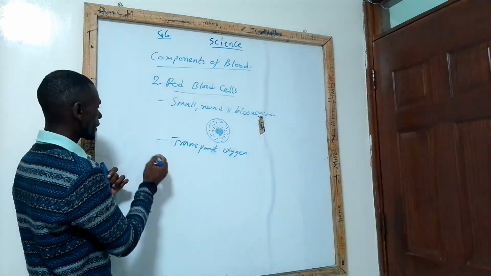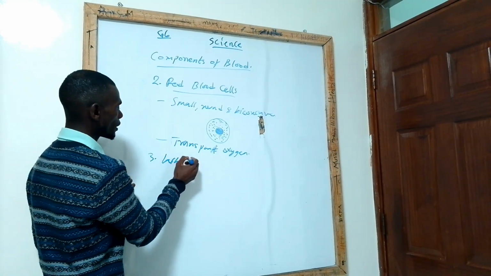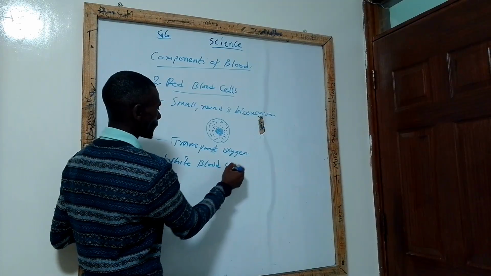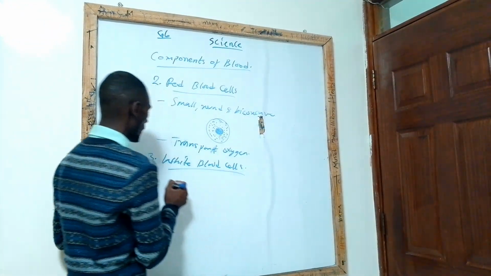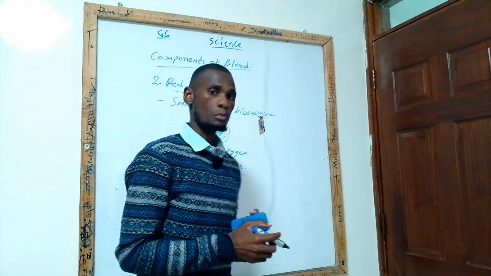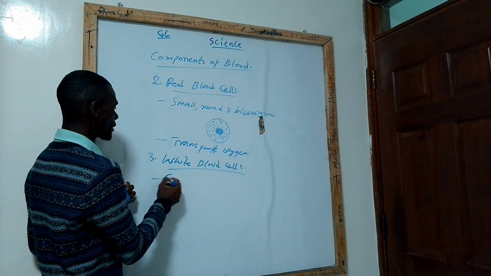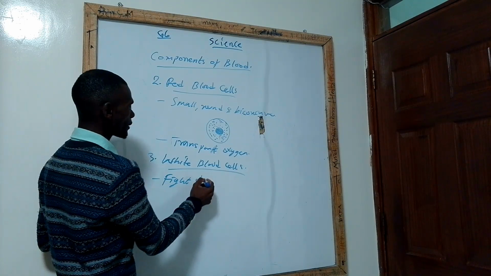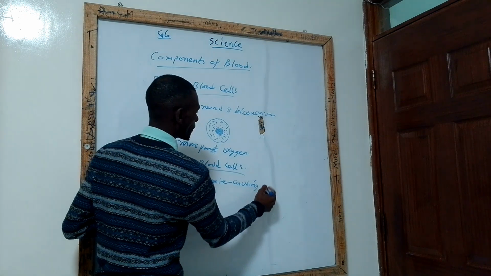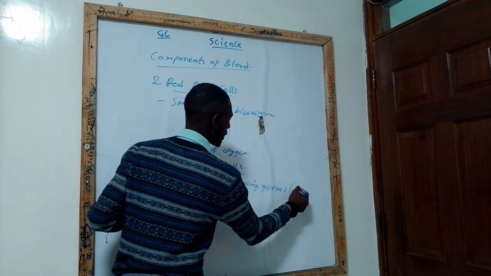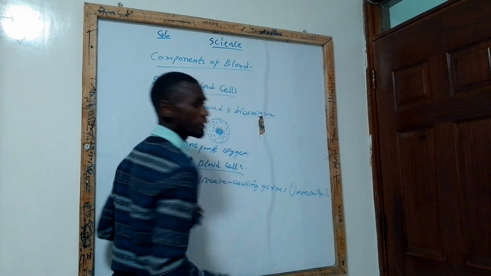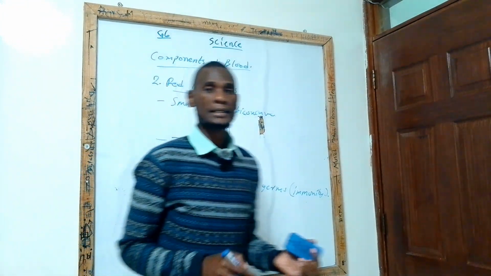So I want to write number 3 here, the white blood cells, so that you see the difference, especially in their structure. White blood cells. Now, white blood cells, this is what maintains the body's immunity. So their main work is to fight disease-causing germs. That means they are responsible for our immunity. The immunity of the body purely depends on our white blood cells.